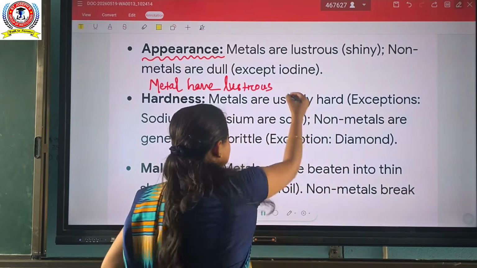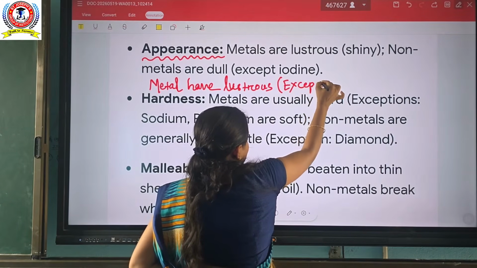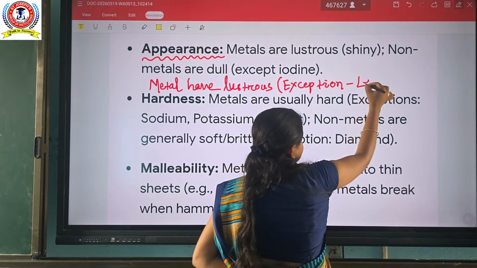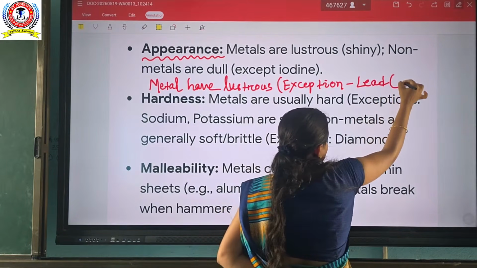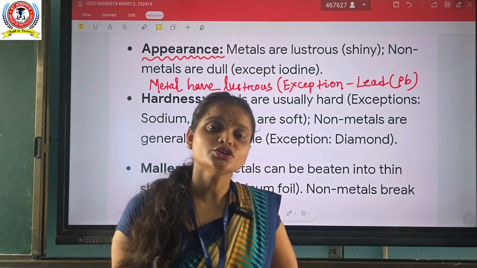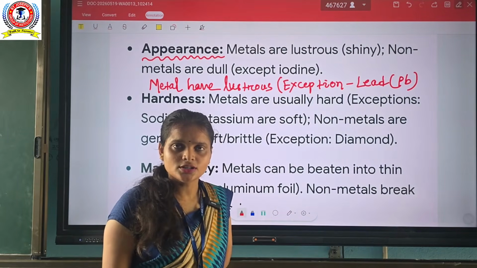I told you that it is lead. It does not show the shining properties of the material. Is it clear or not?